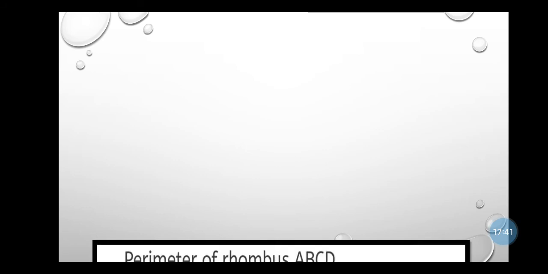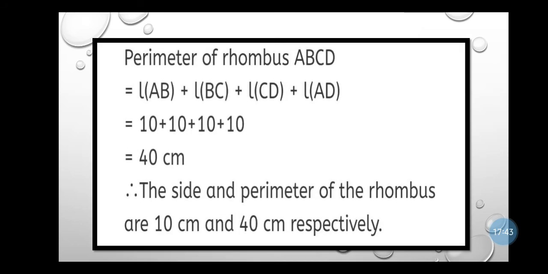Next part of the question is finding of the perimeter. So perimeter of rhombus ABCD is equal to length AB plus length BC plus length CD plus length AD. Substituting the values, we get 10 plus 10 plus 10 plus 10 is equal to 40 centimeter. Therefore, the sides and the perimeter of rhombus are 10 centimeter and 40 centimeter respectively.